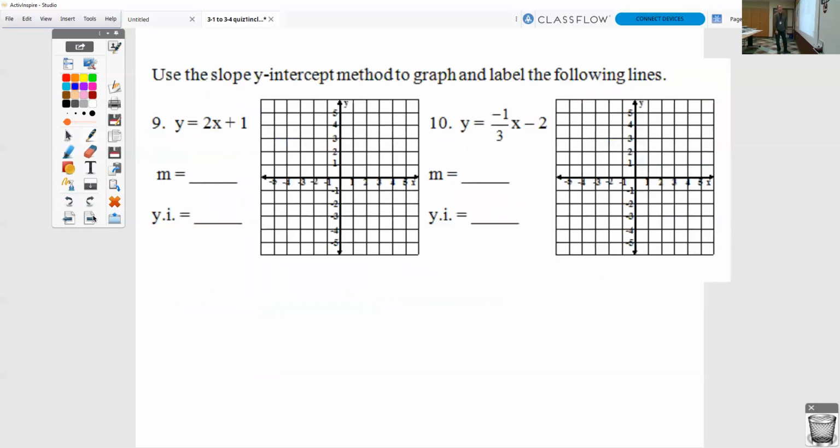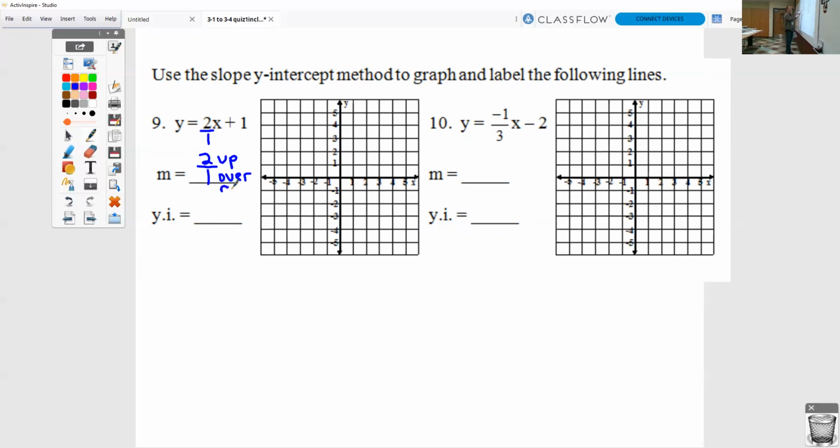The next two questions on your quiz are using the slope y-intercept method. We need to identify the slope, identify the y-intercept. Your slope is the number that's in front of your x. Now, this number in front of the x, your slope is always written as a fraction. So when we have the number 2 there, we want to write it over 1 as a fraction. So that is really 2 over 1. That really means up 2 over 1. If it was negative, then it would be down 2 over 1.